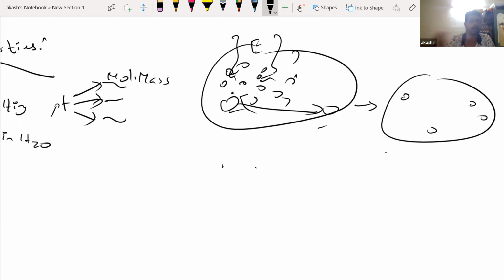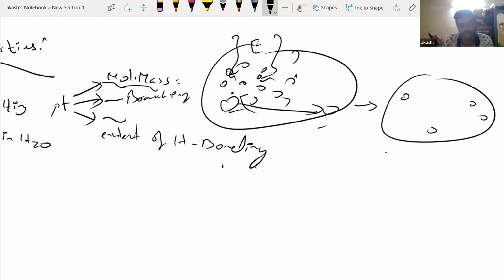It's all about the intermolecular forces, right? But indirectly, how do you check for intermolecular forces? That's where these 3 come in. The first one is molecular mass. The second one is branching. And the third one, and the most important one, is the extent of hydrogen bonding. These 3 are the criteria you will be using for almost all of them.